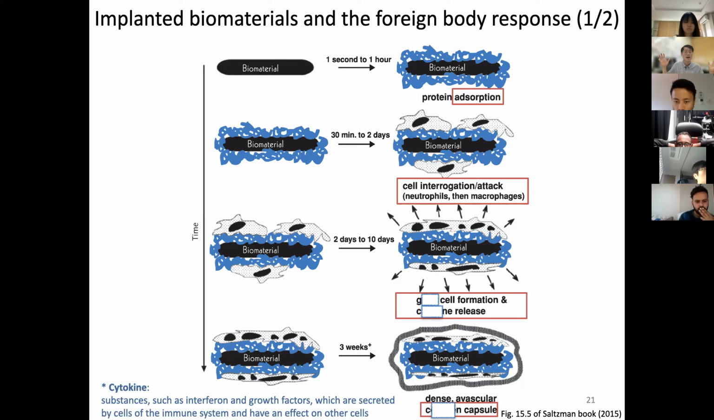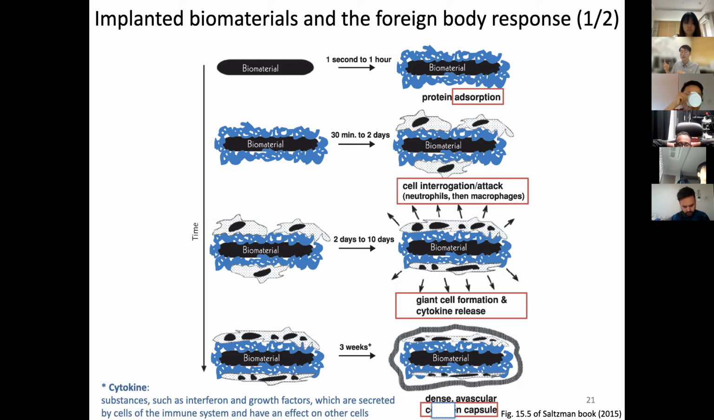So on the order of about a week, they struggle to try to kill and engulf this, but without success. That's what happens. Those frustrated macrophages will form so-called giant cells, and then they will try to kill. These immune cells will secrete so-called cytokines. And you hear a lot about cytokines from COVID-19. A cytokine is a substance, for example interferon and growth factor, secreted by the immune system, which has an effect on other cells to recruit them.